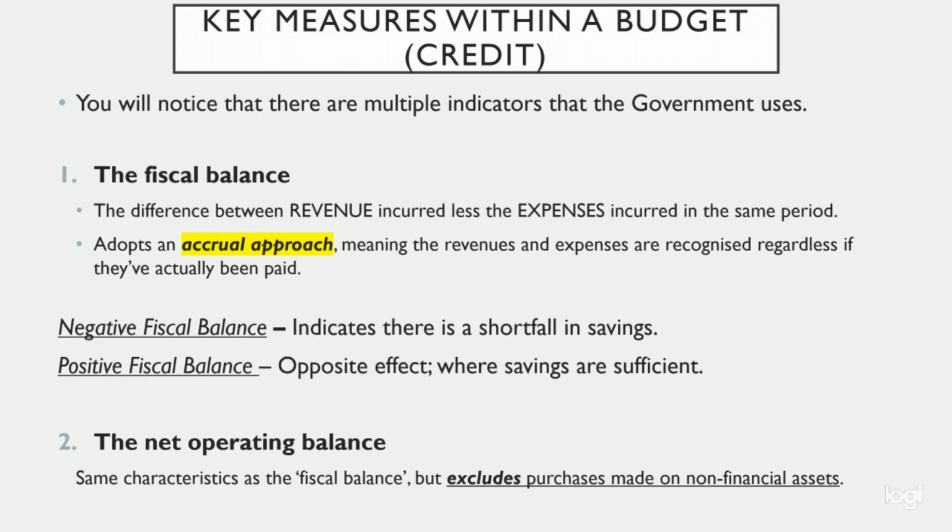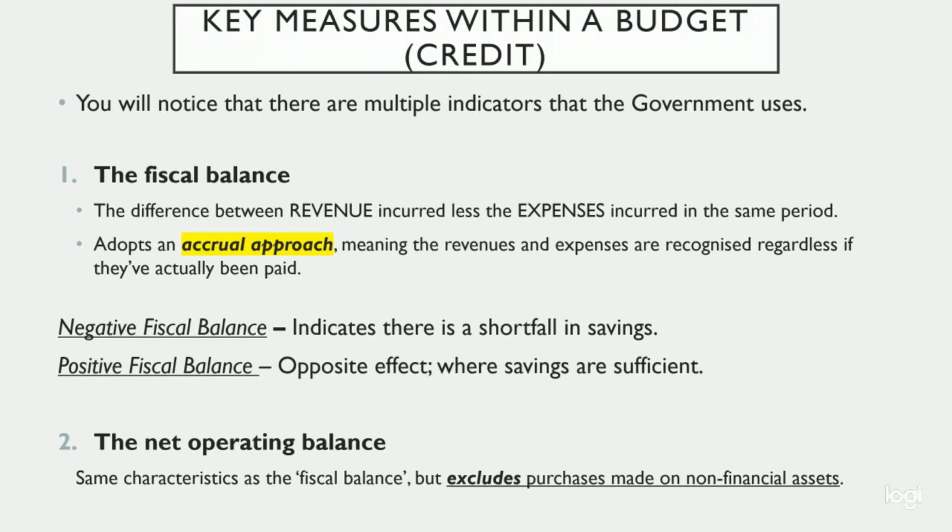The fiscal balance can be negative, meaning that we are spending more than we are earning, or it also could indicate that we have insufficient amounts of savings. However, a positive fiscal balance is the opposite, where we have enough savings and we're able to finance our economic activities through the money that we already have.